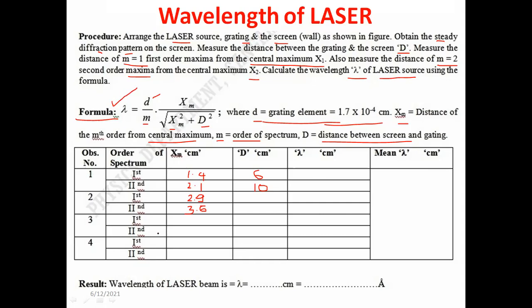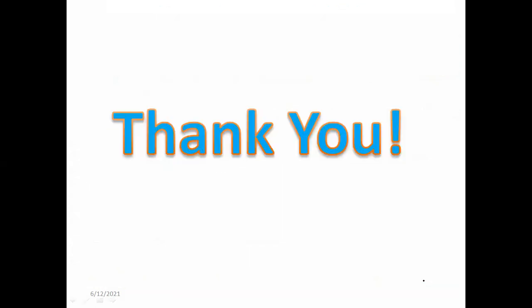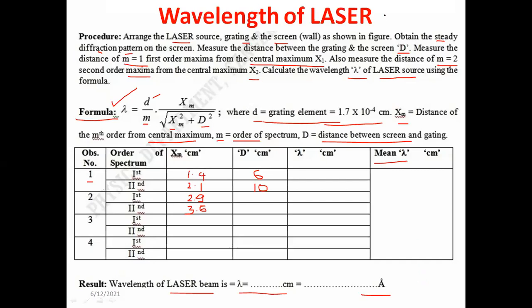Suppose you take 8 readings, that is 4 observations with 2 readings for each, you will have 8 calculations of wavelength. Take the mean value and you will find the wavelength of the laser beam is around 6900 angstrom units. You might remember the wavelength of the laser beam from our laser chapter. So this is all about the laser experiment. After that we have to discuss another experiment, the second experiment.